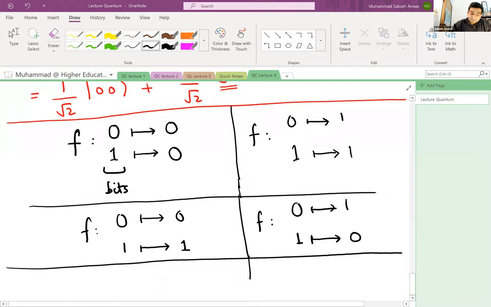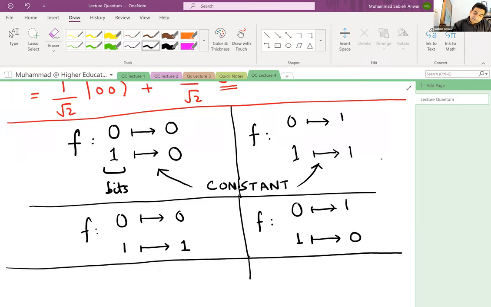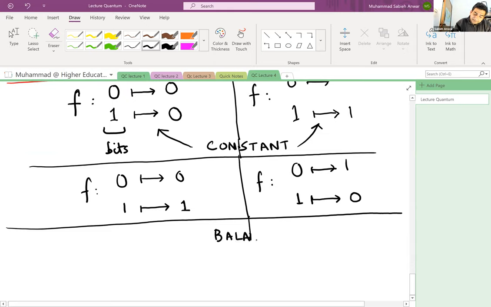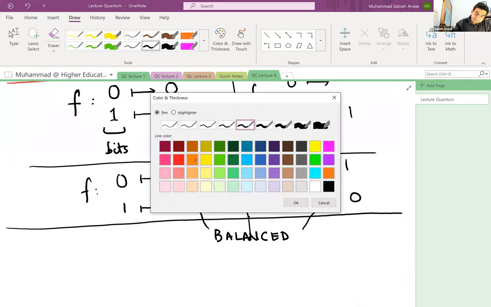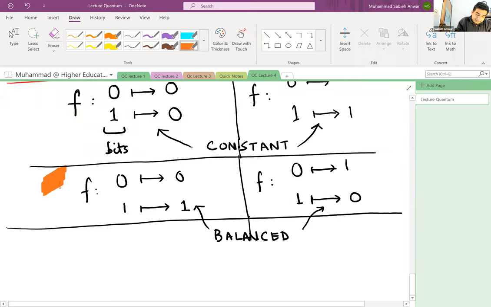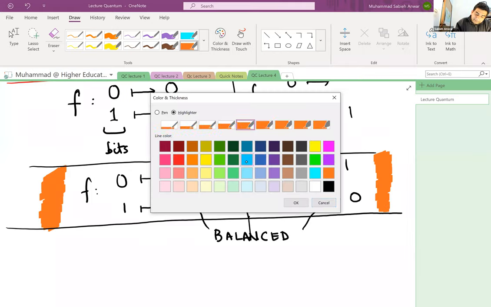Now the top two functions, let's call them a constant function. So this is a constant function. No matter what the input is, the output is always zero. Likewise, no matter what the input is, the output is always one. All right. So the first two functions that I've written in the top row are examples of a constant function. Okay. The bottom functions, however, are of a different kind. Let's call them balanced functions. The two examples in the bottom row are examples of balanced functions. So here, these are balanced functions, whereas at the top, I have constant functions.